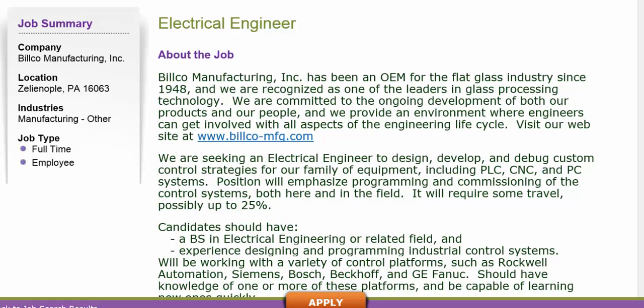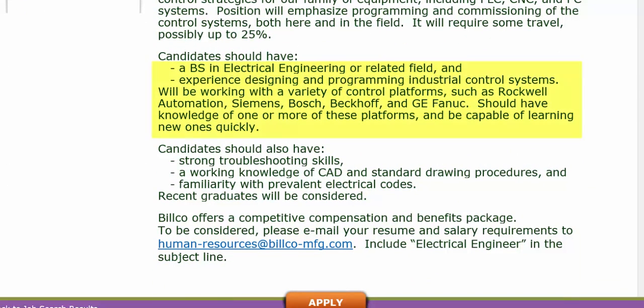They are looking for somebody who has those exact skills, and will be able to dive right into that exact position. From there, they go on to provide some basic information about what the candidate must have: a BS in electrical engineering or related field, experience designing and programming industrial control systems. These are things you would want to make sure that you emphasize in your letter of application. You would want to tell them that you have a BS in electrical engineering, or that you're earning your BS and will graduate in X date.